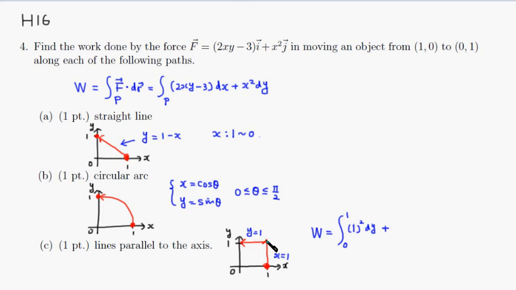Along this path y equals 1, so you will have the integral of (2x - 3) dx, and x goes from 1 to 0. Then you can just evaluate that. That's it. I hope that this will get you guys going.